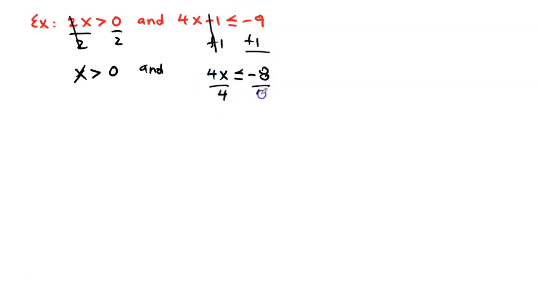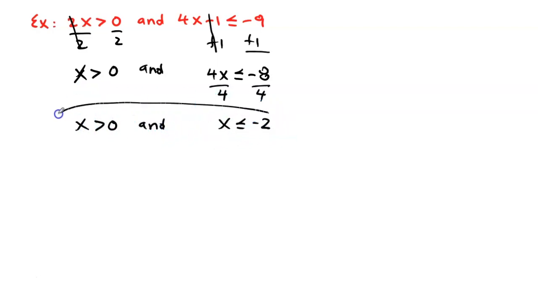divided by 4 on both sides. x is less than or equal to -8 divided by 4, which is -2. Let me bring this one a little bit lower, 0 and this. So I'm done. Okay, this is my inequality. I just solved it. Here we go.